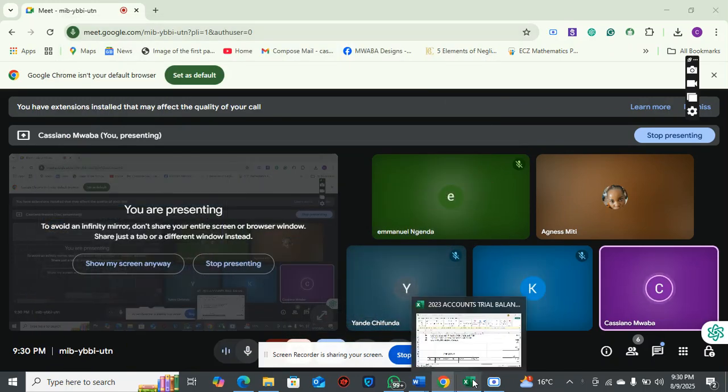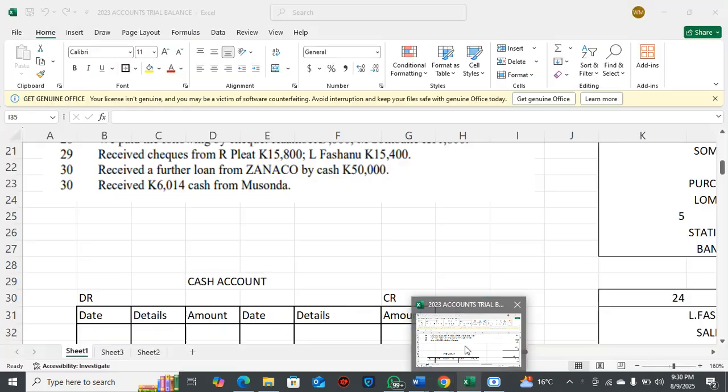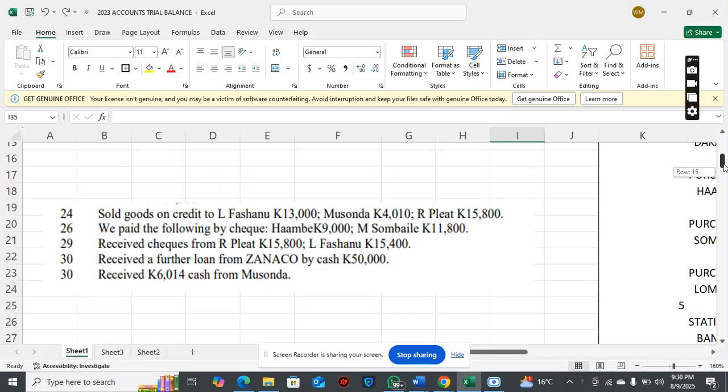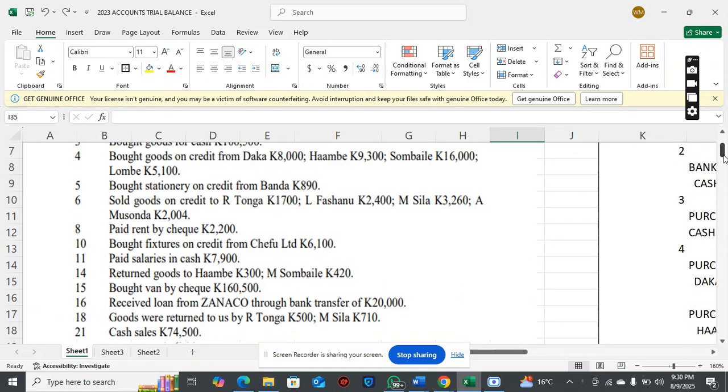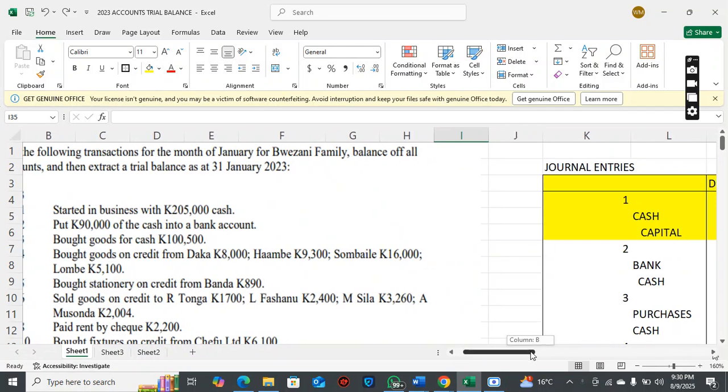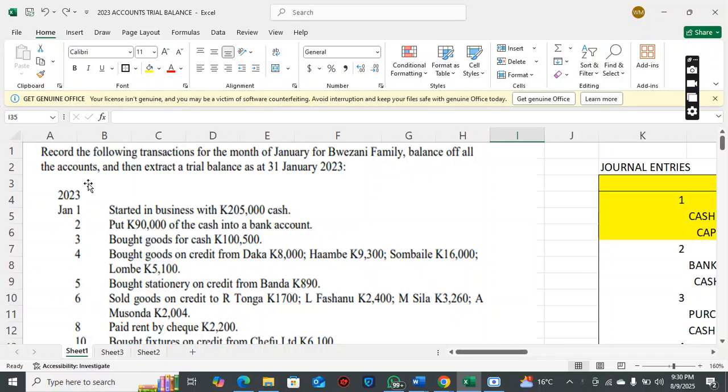Okay, so we're looking at how to post journal entries to the ledgers. All right, how to take the transactions we recorded and put them to our T accounts or the ledgers. Okay, so I will give an illustration. We are looking at these transactions here.